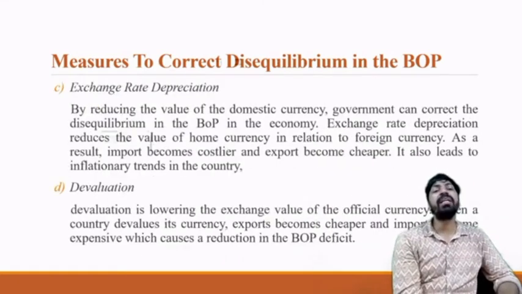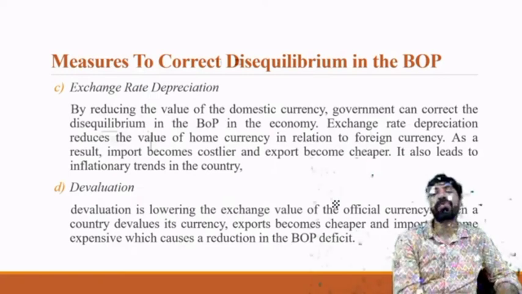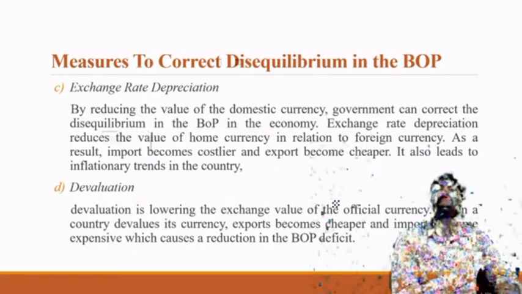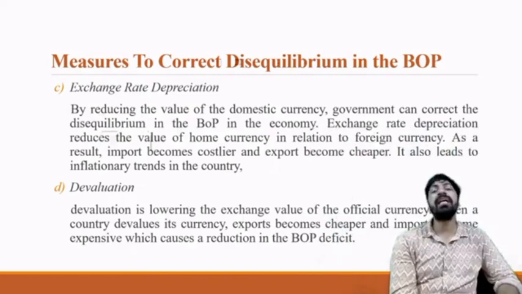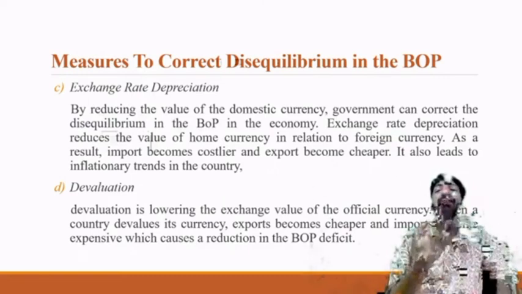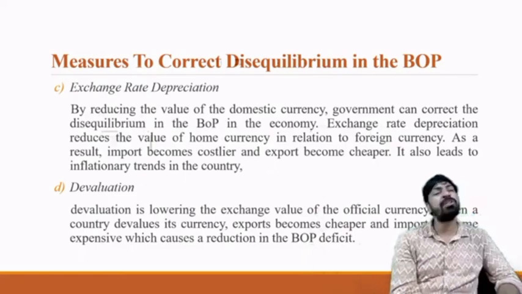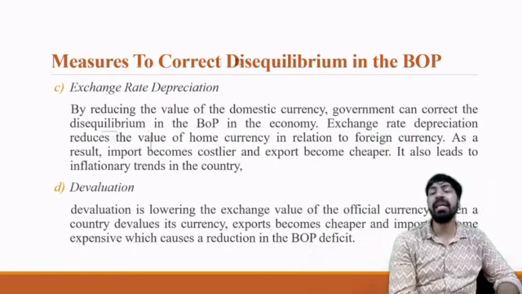Next one is exchange rate depreciation. Of course, there is also another way to improve the disequilibrium situation. Once you reduce the value of the domestic currency, the government can easily correct the disequilibrium in the balance of payment. Automatically, once the exchange rate decreases, it also reduces the value of the home currency as compared to the foreign currency.